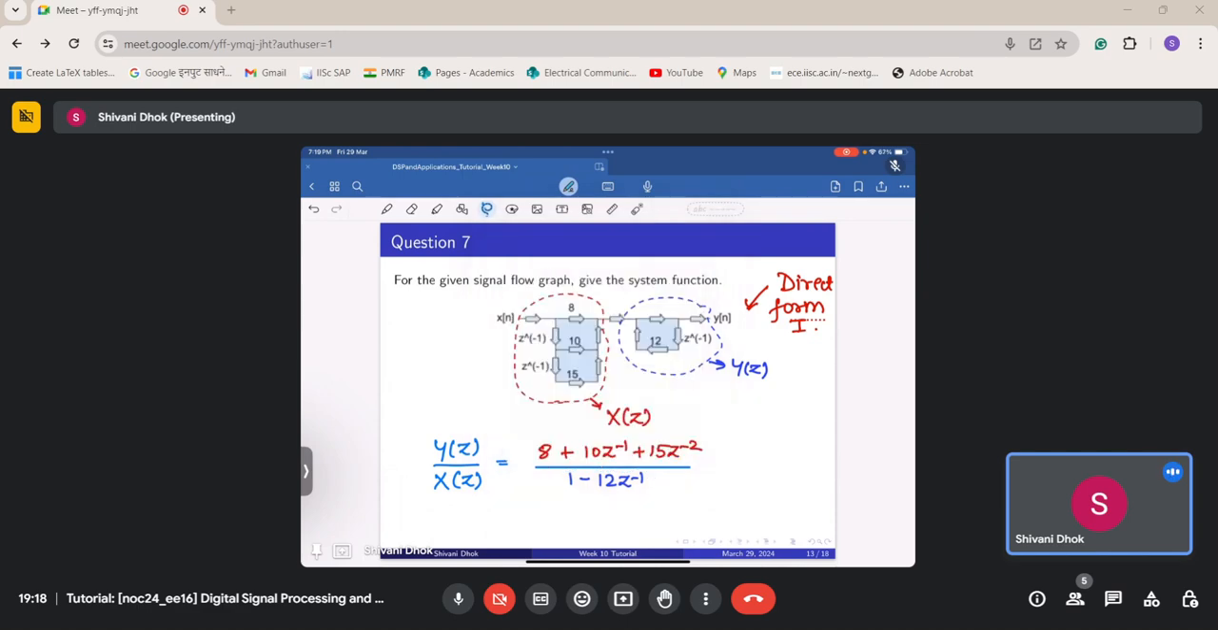So this you can do by observation. Now in direct form 1, this part will be first and this part will be afterwards. So in direct form 1, same thing you need to do. You just need to look at the coefficients and construct this, nothing else.